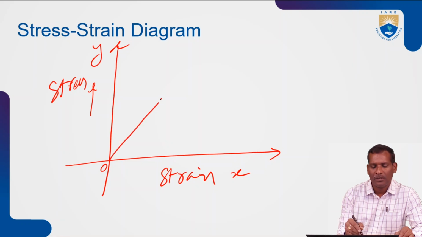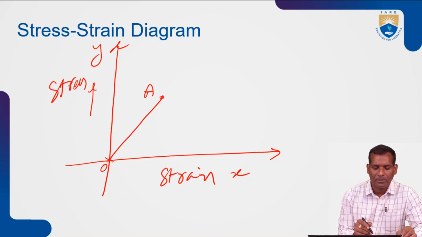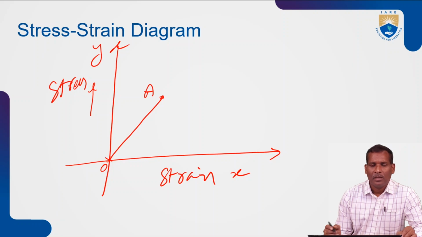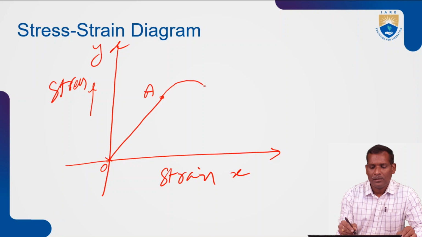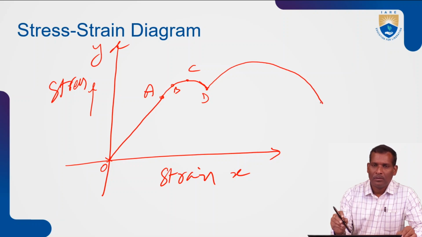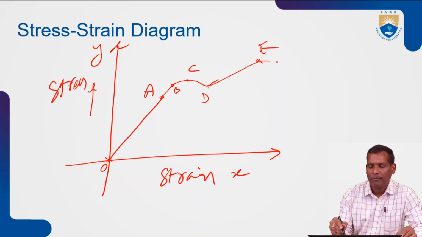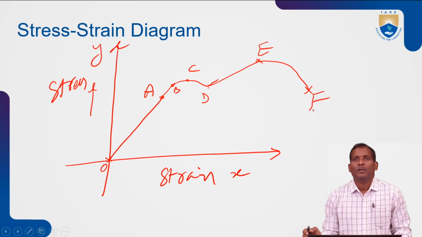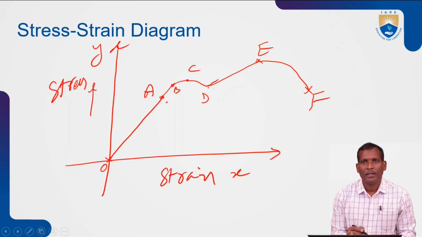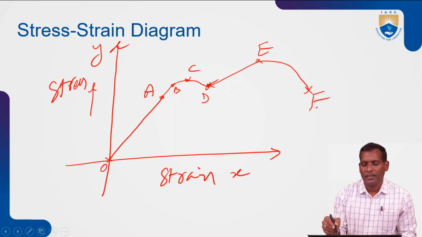Stress and strain value. First you draw one line and mark a point A. So 0 to A, that is the starting point, the initial point, you can say origin O. And then next B and C and D and E, and the last point is F. So now what is this origin to A point, and then B and C and D and E and F, we will discuss one by one.